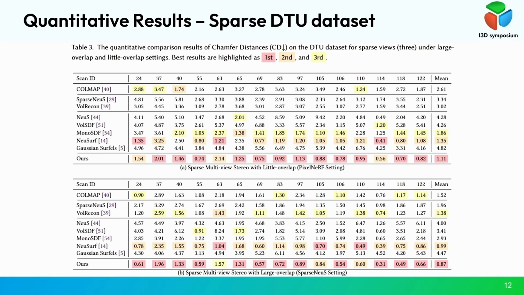So here as well, we can see that in most of the scenes in this particular dataset, our method gives us the lowest chamfer distance value compared to each and every method. And also we get the smallest mean chamfer distance value across the dataset.